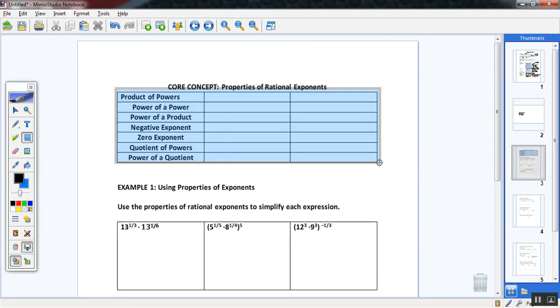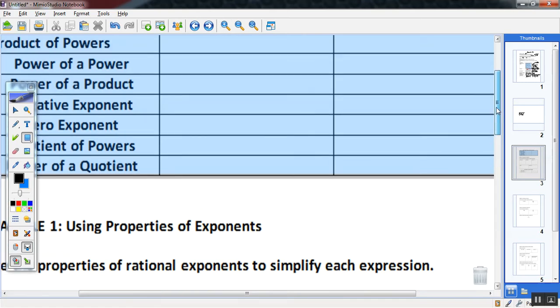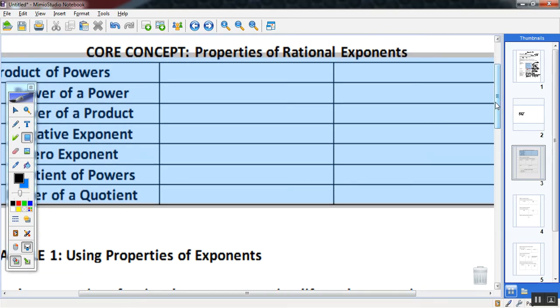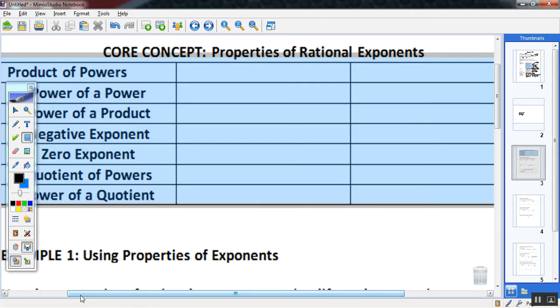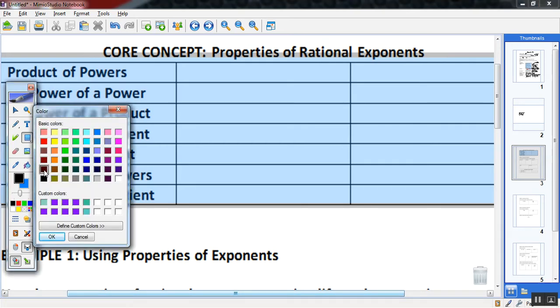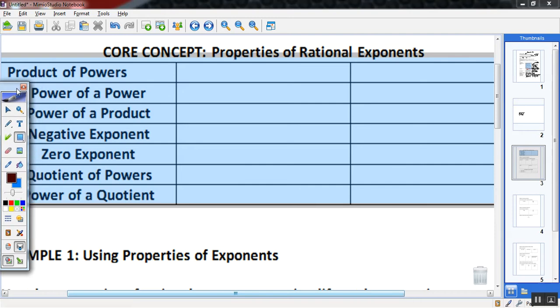Okay, so core concept says properties of what kind of exponents? Rational. Rational meaning what again? Fraction, or could be expressed as a fraction. All right, let's talk. First rule I have up there is product of powers. This is simply saying if you have a to the m power times a to the n power, this equals a to the m plus n power.